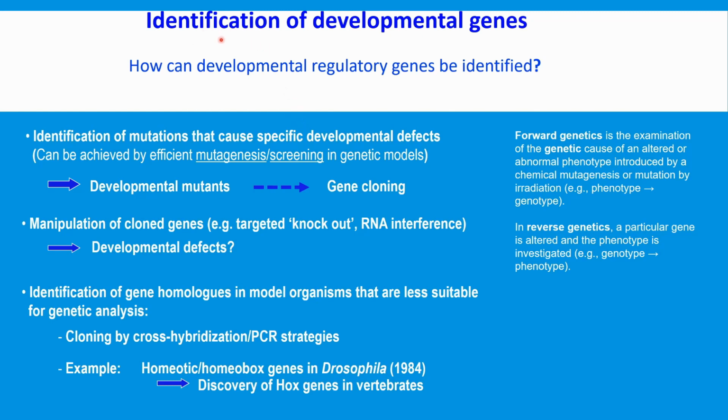How do we identify these developmental genes, or genes that are important for the regulation of development? How do we identify them? And typically that is through mutant analysis. So we generate mutants in genes, and we can do this in two different ways.